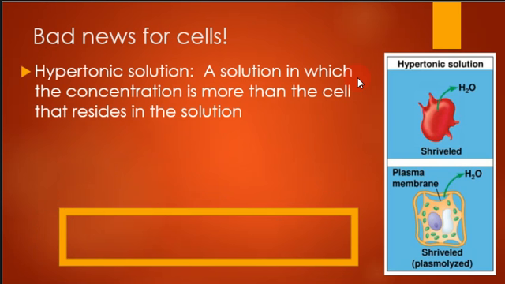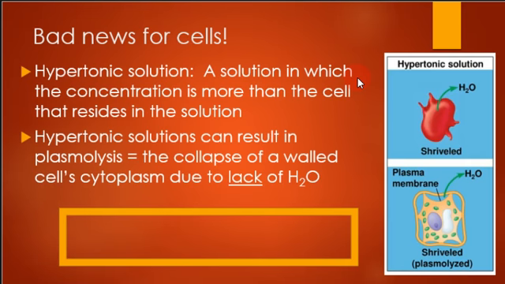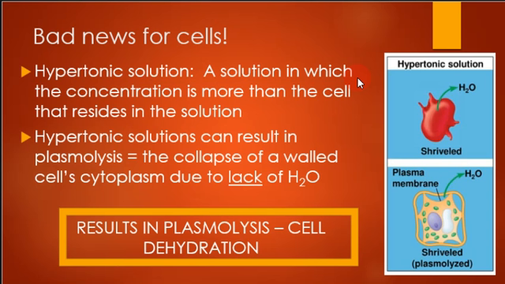So we see here what happens is too much water goes out of the cell. All right? So hypertonic solutions result in something called plasmolysis. Plasmolysis, the collapse of a walled cell's cytoplasm due to lack of H2O, lack of water. It is a dehydration of the cell. So it results in plasmolysis, cell dehydration. That's what you're supposed to write, I think.